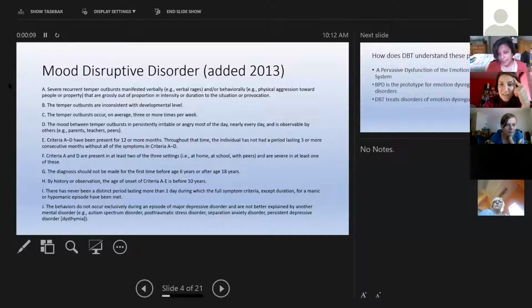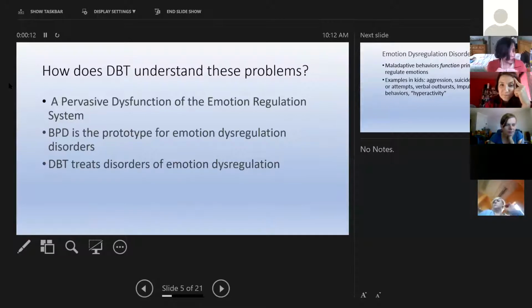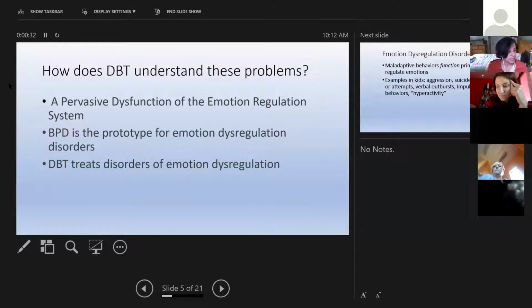I'm so sorry. I promise that's the only slide that has really teeny font, because that's the DSM slide. But I wanted to orient you all to the fact that there is a disorder now recognized by the DSM in 2013 that describes some of the children that we are seeing come into our program. Now, in terms of how DBT understands these issues, DBT takes the idea that this is a dysfunction of the emotion regulation system.